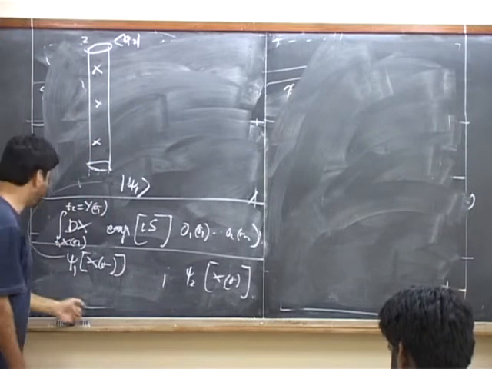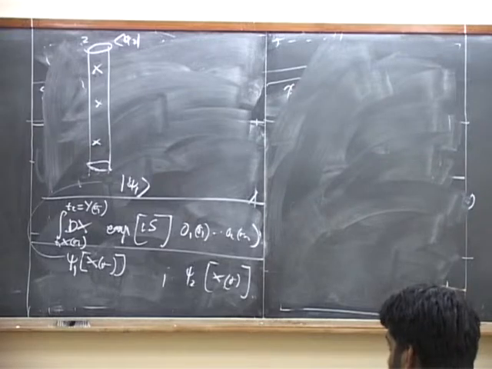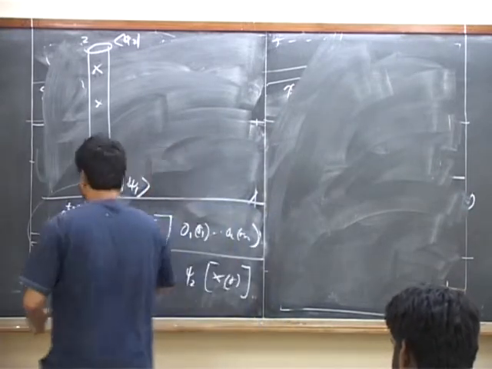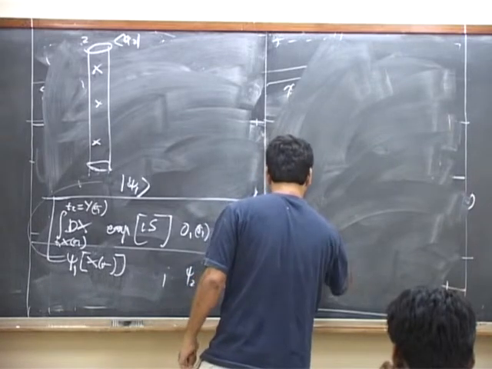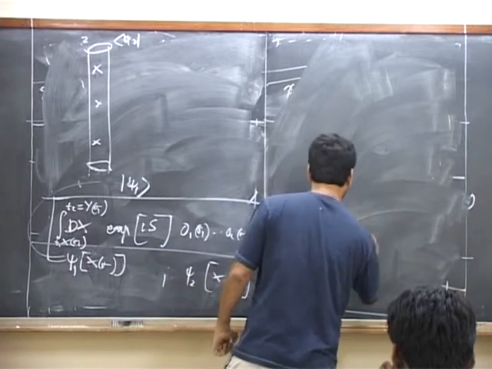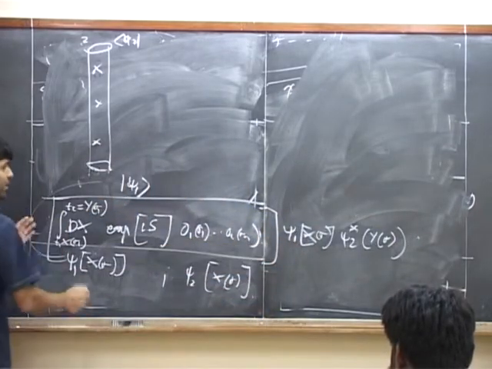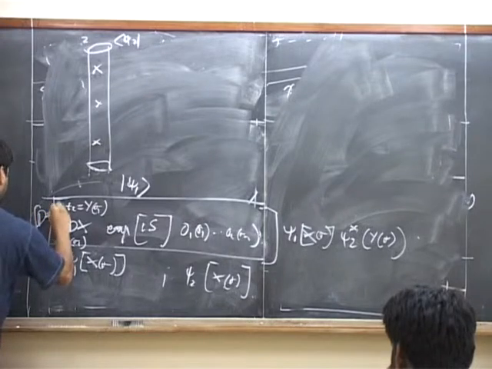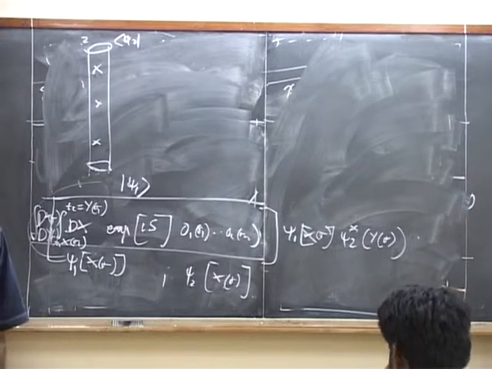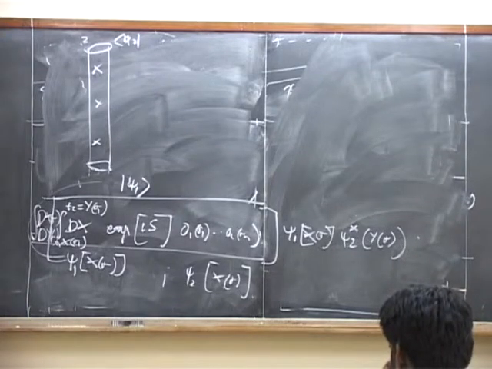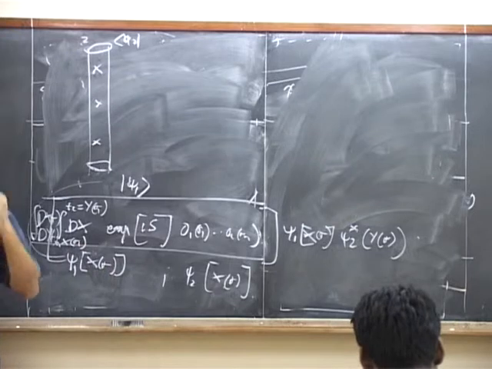So this is some functional which depends on x of sigma and y of sigma. And then in order to get the transition amplitude in question, what do we do? We take this functional and we integrate it against psi 1 of x of sigma and psi 2 star of y of sigma, and then do the integral over all values of x of sigma and y of sigma. This quantity is the path integral expression of the transition amplitude between state psi 1 to state psi 2 with operators inserted.